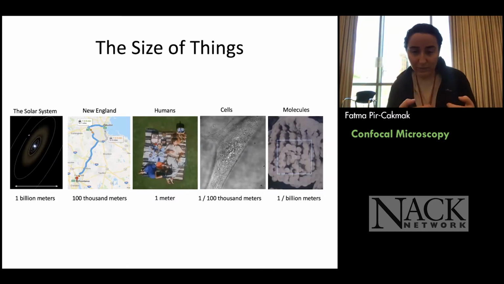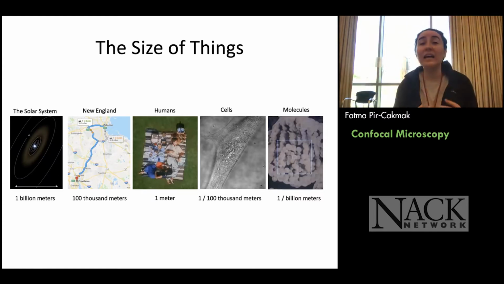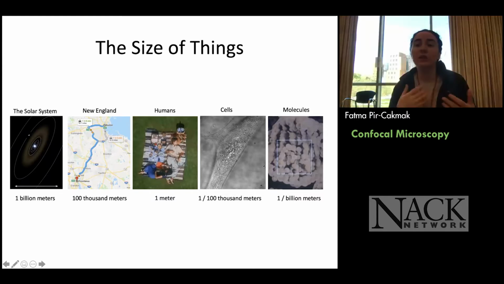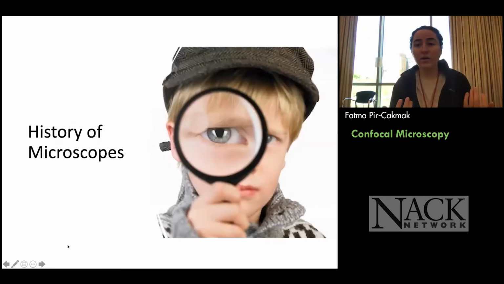We can see cells, but we also want to look at the molecules inside the cells. They are even smaller. They are actually around 1/billion meters. They're around the nanometer range. So what did people, humankind, come up with as a solution?